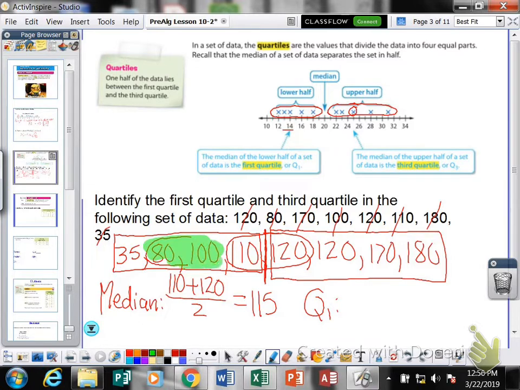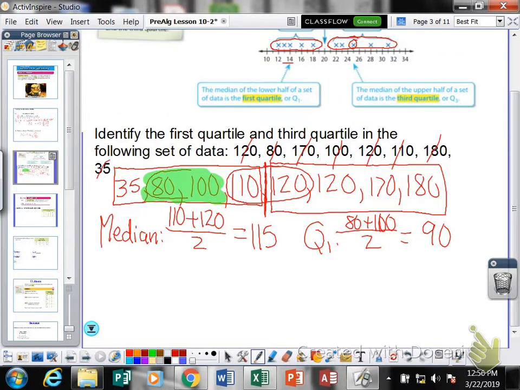So I know these 2 numbers are in the middle, so I have to find them, add them and divide by 2, so I have 80 plus 100, all divided by 2, and that's going to give me a Q1 of 90. Okay, so my Q1 there would be 90.